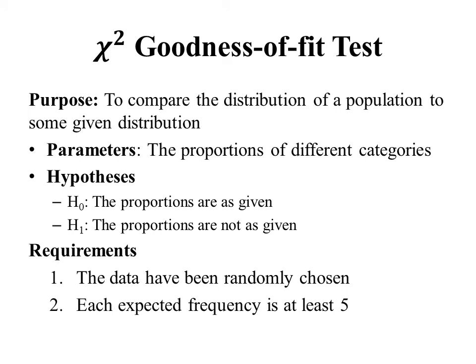Okay. And the requirements for this type of test are, number 1, as always, the data have been randomly chosen. And then number 2, each expected frequency is at least 5. Now, we don't know if this requirement is met until we actually do the calculations and run the test. Verifying that this is met is very easy. All we've got to do is look at that column of expected frequencies. If they're all at least 5, then we're in good shape.